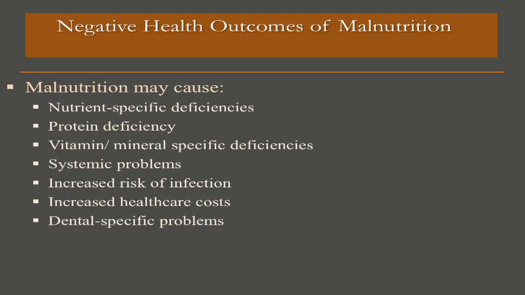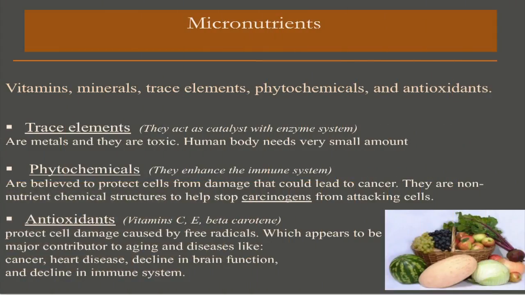Micronutrients are important in diet, and the deficiency of them may lead to malnutrition or undernutrition in individuals. They include vitamins, minerals, trace elements, phytochemicals, and antioxidants. Trace elements include metals only required in a very small amount in the human diet, as they can be toxic in excess. They can act as a catalyst in enzyme systems.